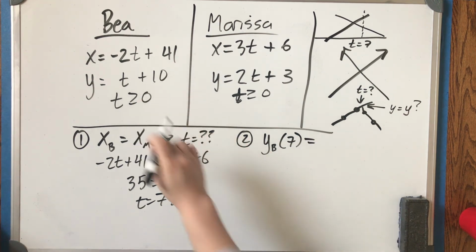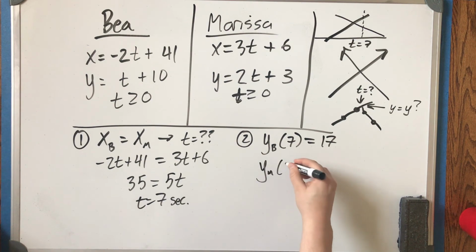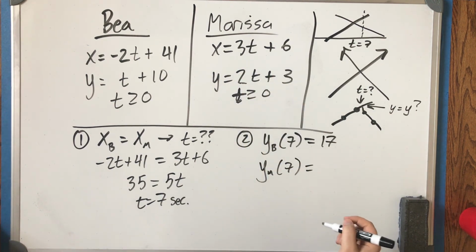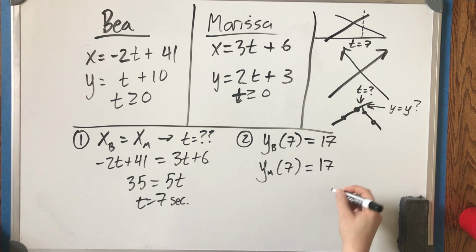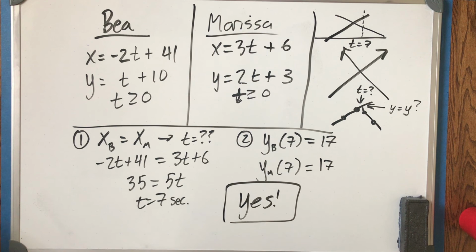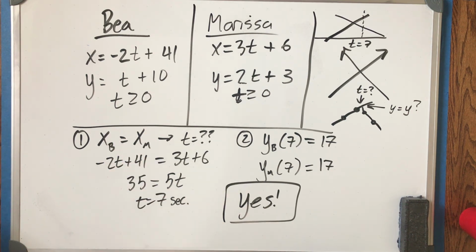So if we do that, that's going to be 17. And if we do y for Marissa at 7, that's going to be 2 times 7, which is 14, plus 3, which is 17. So yes, they are going to collide with each other, because when their x's are equal at time 7, their y values are also equal. And that's basically the process we do for colliding. Every time we just set the x values equal to each other and find the time that happens, and then compare the two y equations.